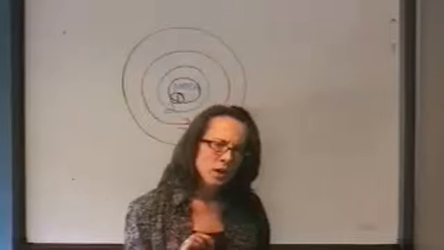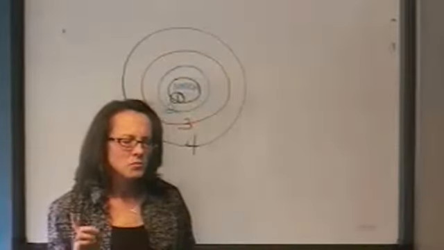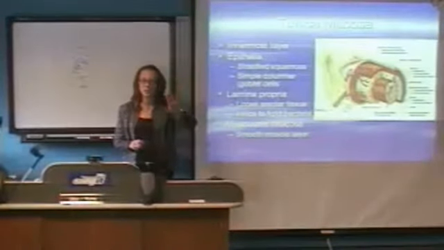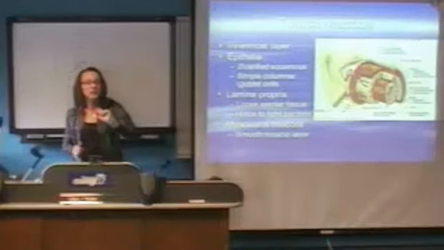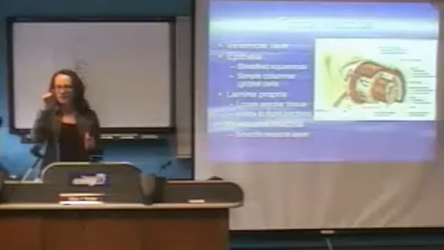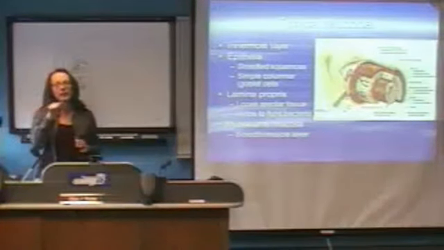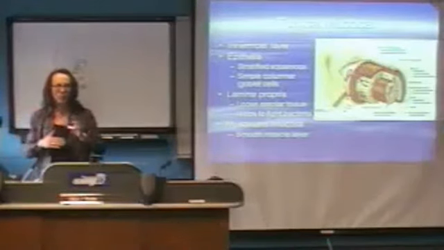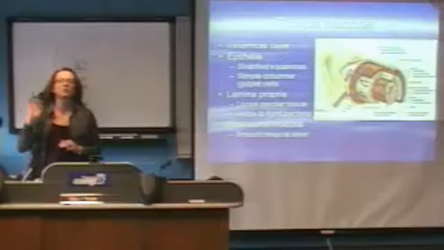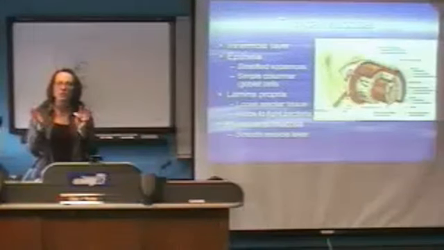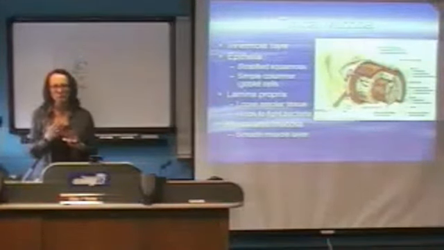So tunica mucosa, the inside of that tube, actually has very specific parts. On the very inside portion, there's going to be a layer of epithelium. If you don't remember epithelium, let me give you a brief refresher. Epithelium is going to be closely packed cells. Epithelium lines surfaces of the body.